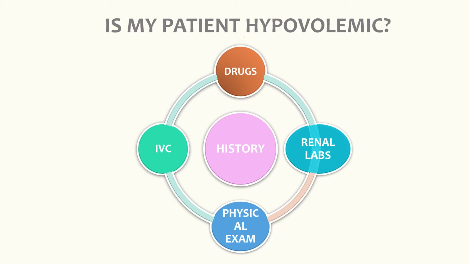So one takes the history of any fluid losses in terms of vomiting, diarrhea, fevers. Then one takes the drug history, whether any diuretics were being given. Then one examines the patient: is tachycardia there or not, what is the blood pressure, what is the stroke volume, what is the mentation, the urine output. Then one can look at the renal labs, a urea creatinine ratio of more than 40 or a urine sodium of greater than 30, and whether the IVC is collapsed totally. So all these things will tell you whether the patient is hypovolemic or not.